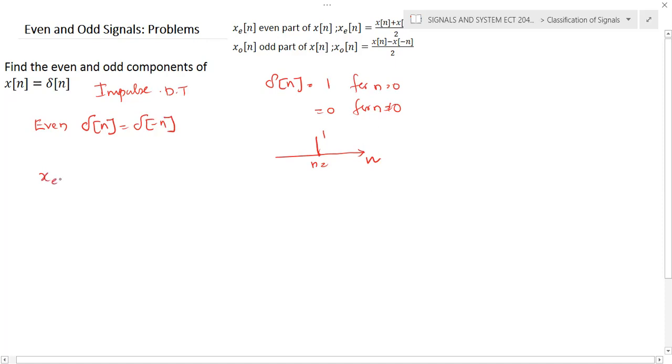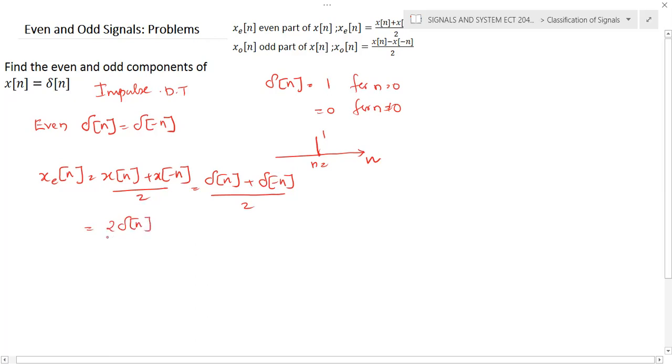So in order to find xe of n, we need to use the formula x of n plus x of minus n by 2. So instead of x of n, you can write del of n, and in place of x of minus n, you need to write del of minus n by 2. And in place of del of minus n, you can write del of n because it's an even signal. So you'll get 2 del of n by 2. So simply you will get del of n, because this del of minus n can be written as del of n.